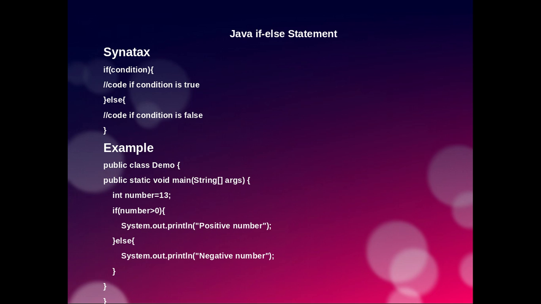So the example is one in which we have defined the variable number equal to 13 and we check if the number is greater than 0, that means the number is positive. This is a true condition, so it will execute. Otherwise, if the number is less than 0, then it will print another message, System.out.println number is negative. So this is a simple program for if-else statements.